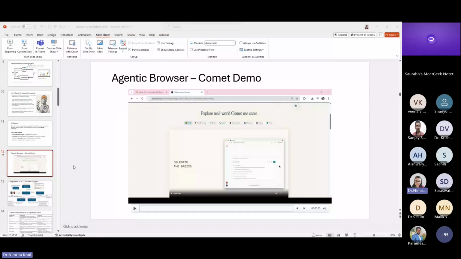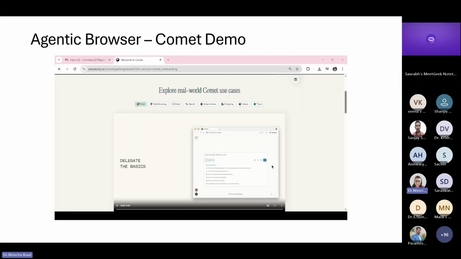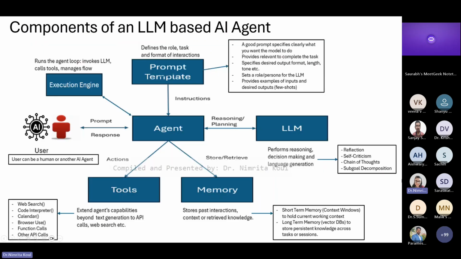So we saw the agentic browser Comet hands-on in demo. Now let's dive into more depth of its technicalities. We'll look at the components a typical agent system has. So here is the breakdown of components of an AI agent.